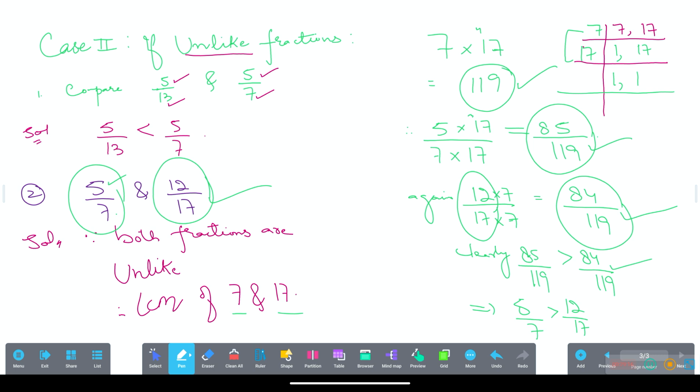Now I will take one more example and we will try to finalize this chapter, this topic, comparing fractions. So let me come to one more example here. Last example I will give. I am writing here. Compare. Now I will take three fractions.